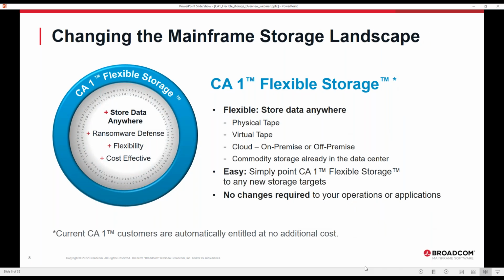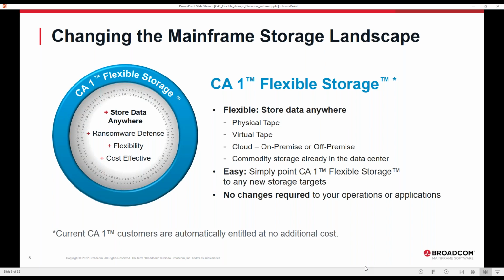So you may know the product by its old name, CA1 Tape Management. Because of the updates that we have made, we have decided that it needed a new name. So CA1 Flexible Storage is focused on allowing you to store your data anywhere, ransomware defense, flexibility, and of course, cost efficiencies. Flexibility is all about storing your data anywhere, whether that's physical tape, virtual tape, cloud, whether that's on-prem or off, as well as being able to use low-cost storage commodity hardware as well in your data centers.